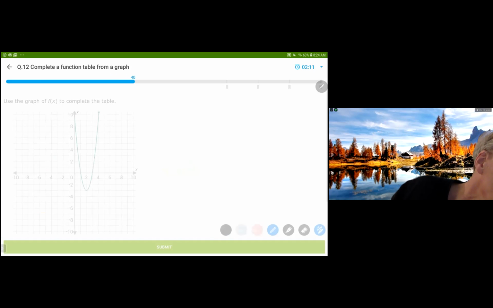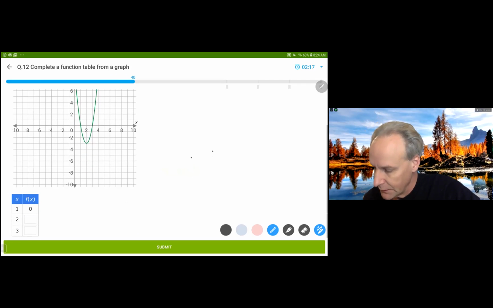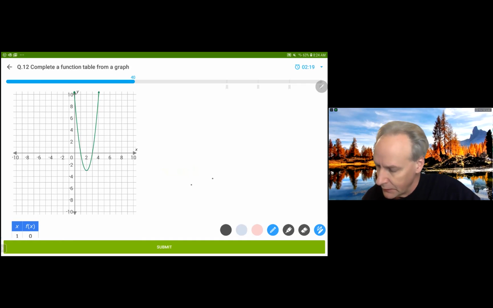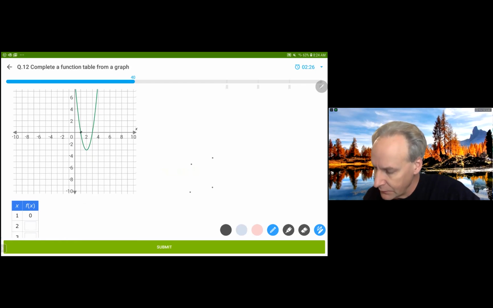Oh, sorry, you can't see me. There, how's that? All right, we've got 1, 0, which is this x-intercept right there. And then we've got 2, and 2, negative 3 is going to be our vertex.